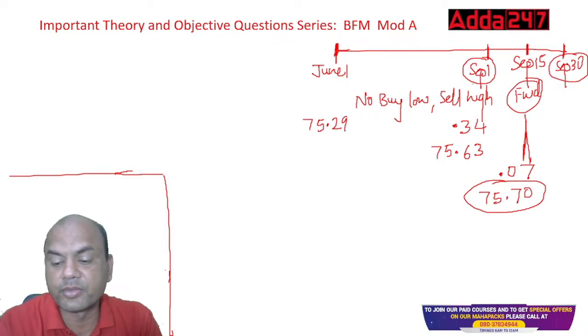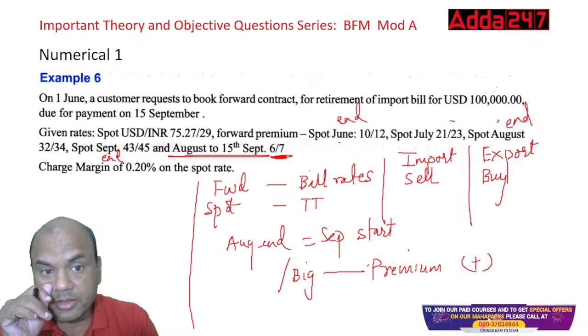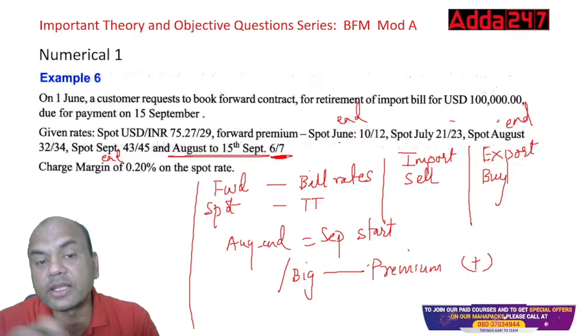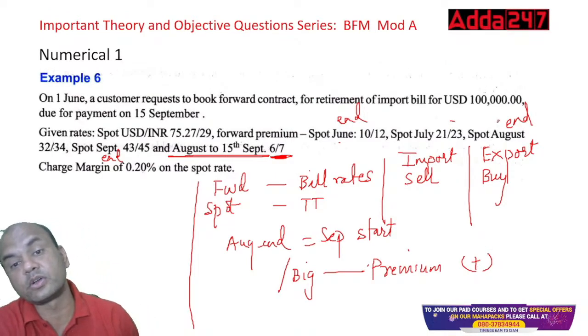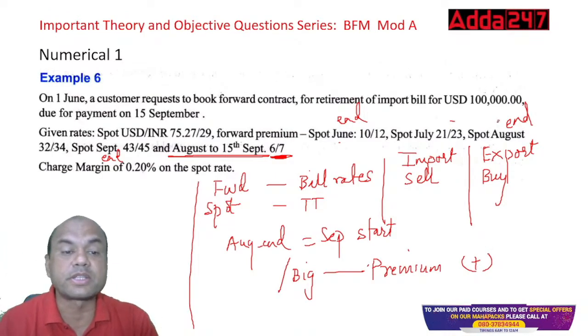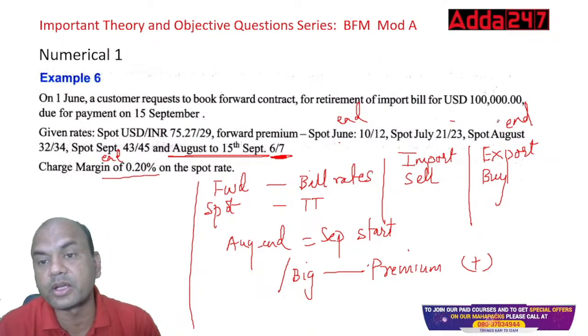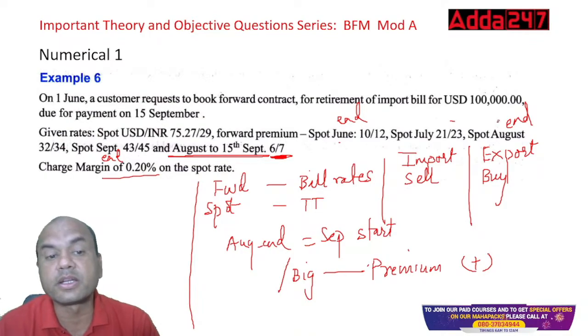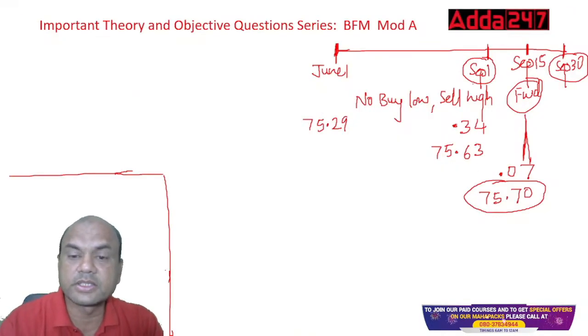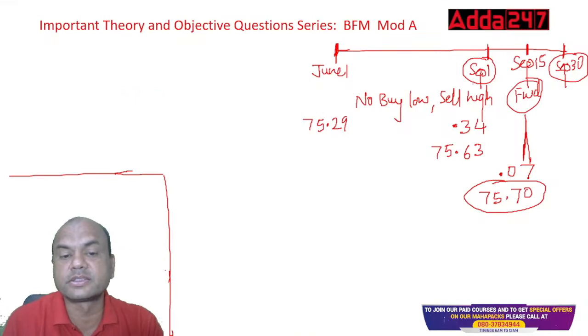Exact rate for selling. Okay. But is this a final answer? No, this is not the final answer. Why? Because I have to charge this margin also, TT margin. Where is it mentioned? We have not mentioned anything about the TT margin. So what is the TT margin then? Say this TT margin is always taken like this.